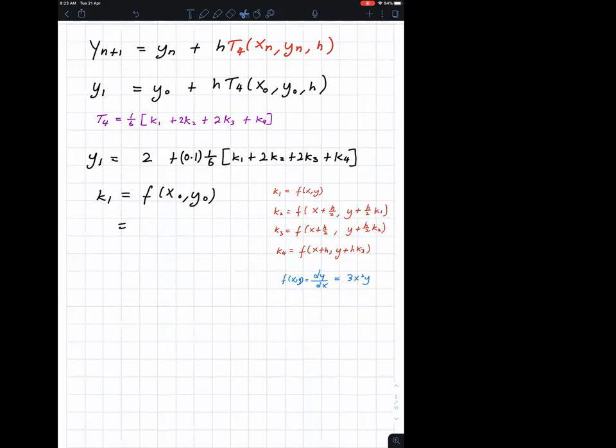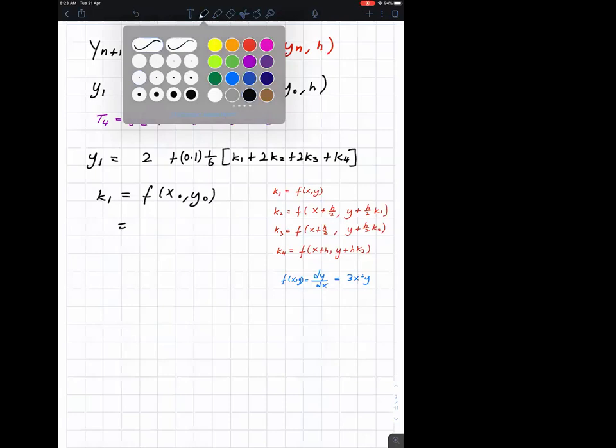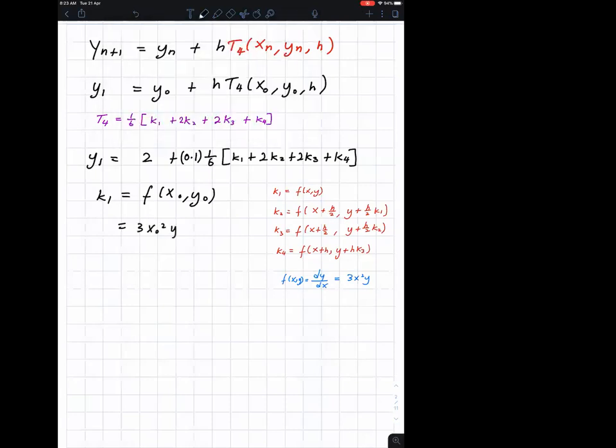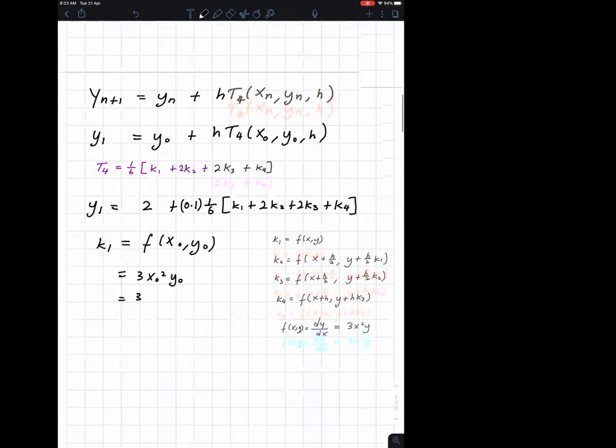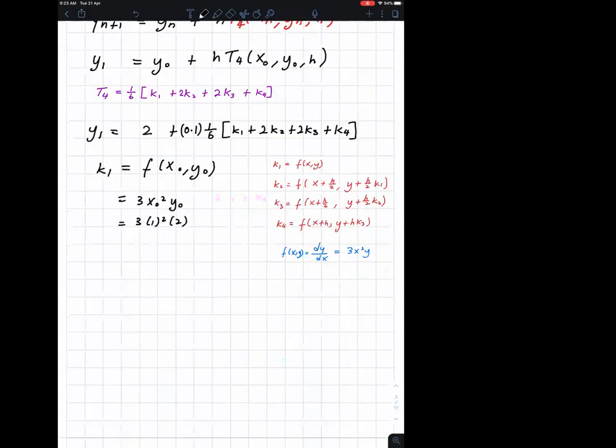And that's going to be 3 x naught squared, y naught. What was x naught? x naught was 1. y naught is 2. So what is that going to be? K1 is 6. Okay, 6.